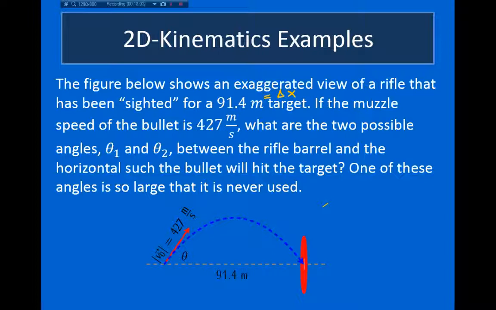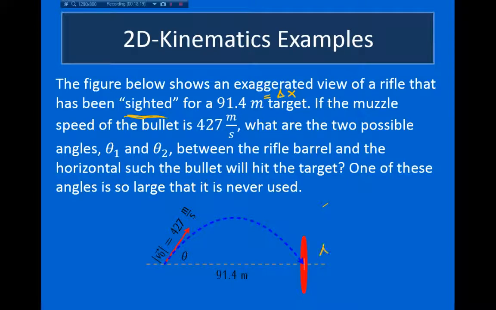Another thing that I don't really explicitly say up here, but we can see down in this figure, is that if the gun is sighted, what this means is that the bullet is going to come up and come back down and hit the target at the same height that the bullet was fired from.